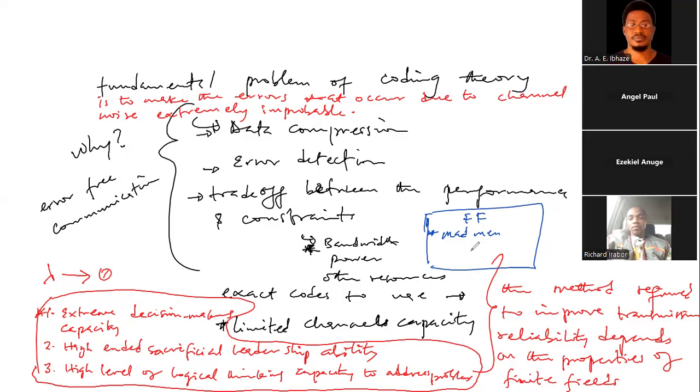But now, why am I saying this? It depends on how you view the system. Extreme decision-making capacity is vague. High-ended sacrificial leadership ability is equally vague. High level of logical thinking capacity to address problems is equally vague, because this same person who has gone local goes to someone who sells food and says, can you give me that bread? I'm hungry. He knows he's hungry and is able to solve the hunger problem by requesting what he needs to satisfy his appetite from the person he sees has it.